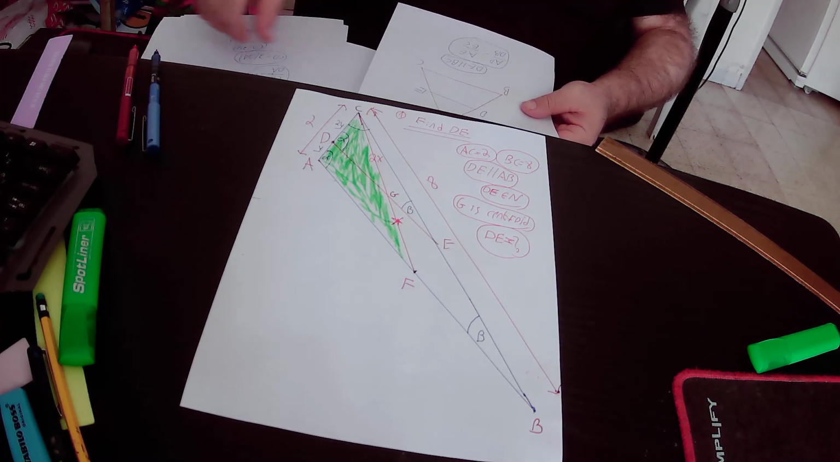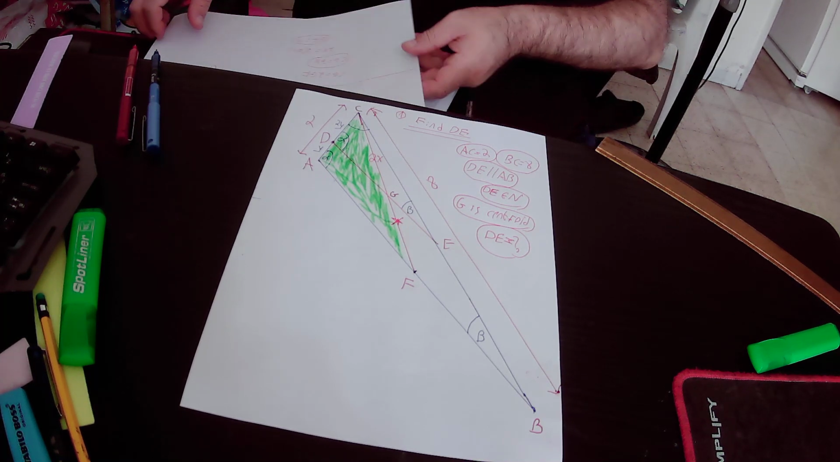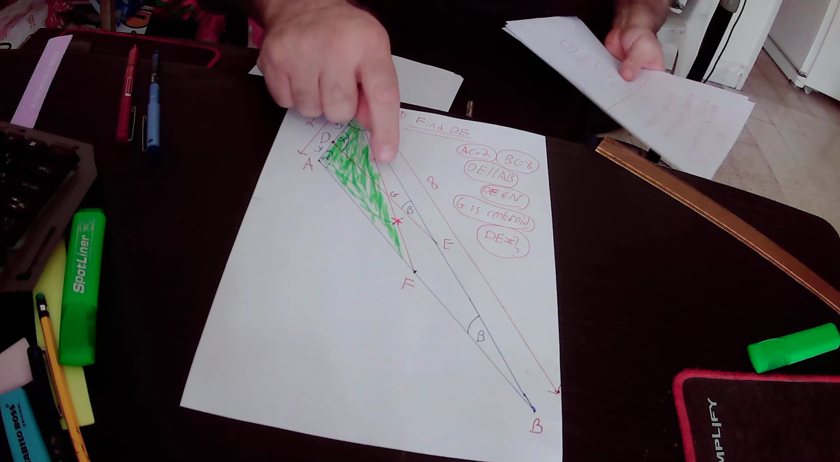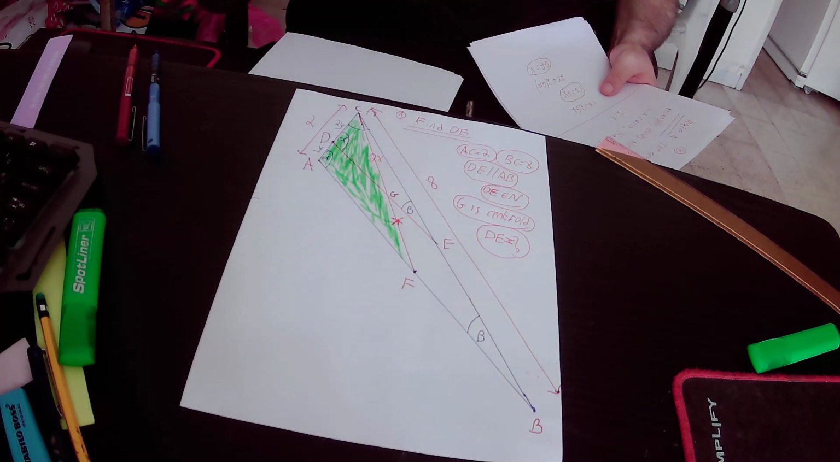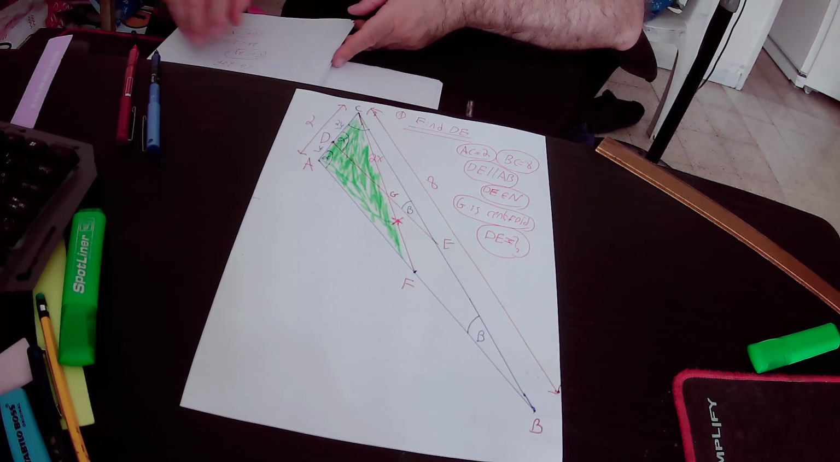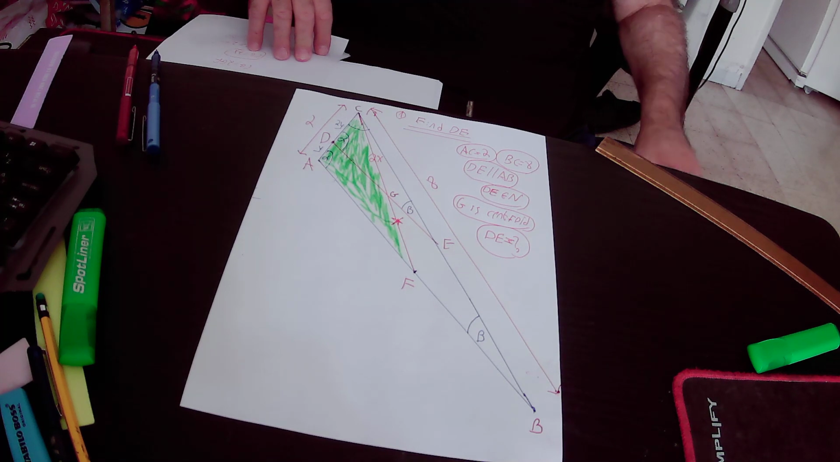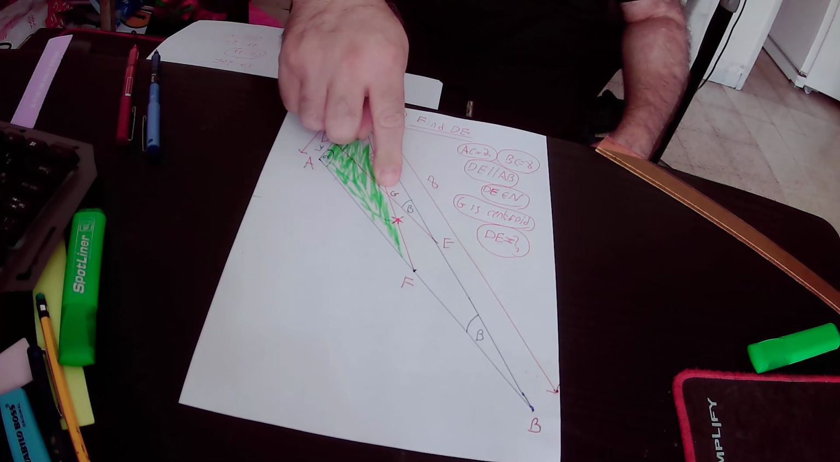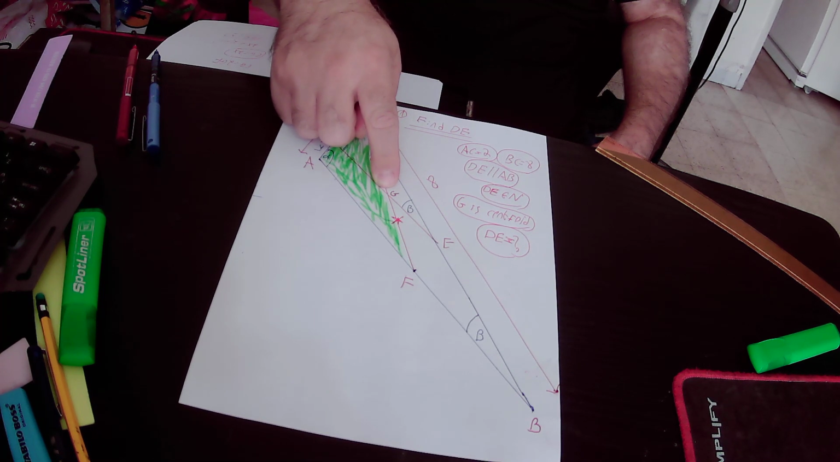And we also know that point G is the centroid of triangle ABC. What is the centroid of any triangle? The centroid of any triangle is a point where the three medians of the triangle intersect with each other. So at point G, the three medians of triangle ABC intersect with each other.